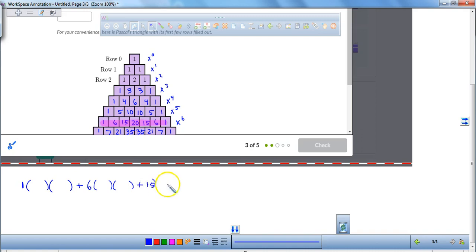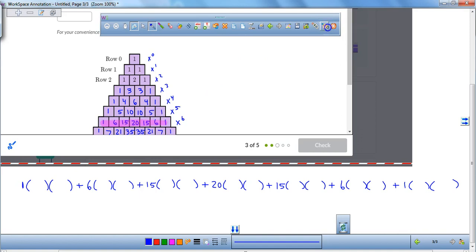Plus 15. Then you're going to open up some parentheses. Then you're going to do 20. You're going to open up some parentheses. Now we get to go back down to 15, so put 15. We're going to open up the parentheses. All right, and we're going to go back to 6. Open up a couple of parentheses. And then finally finish off with 1, and we're going to open up a couple of parentheses. So if you're wondering where I got the numbers, I got 1, 6, 15, 20, 15, 6, 1. And I'm going to go back up here and take a look at it.